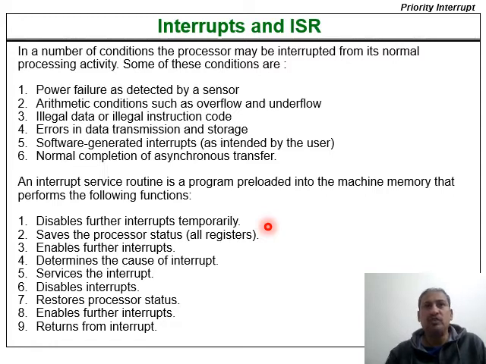Now, why do we need to save or restore the processor status? Because executing the ISR is exactly similar to running a subroutine or calling a function. Before we jump onto a subroutine, before we jump onto a function call, we need to save the system process status. So it saves the processor status, enables further interrupts, determines the cause of interrupt, services the interrupt, then again it disables the interrupt, restores processor status, again enables further interrupts, and then returns from interrupts.